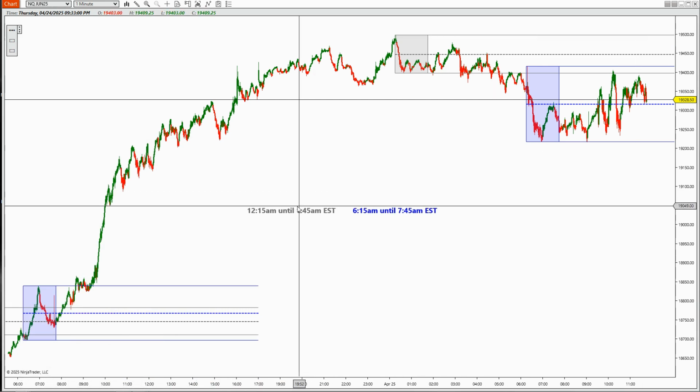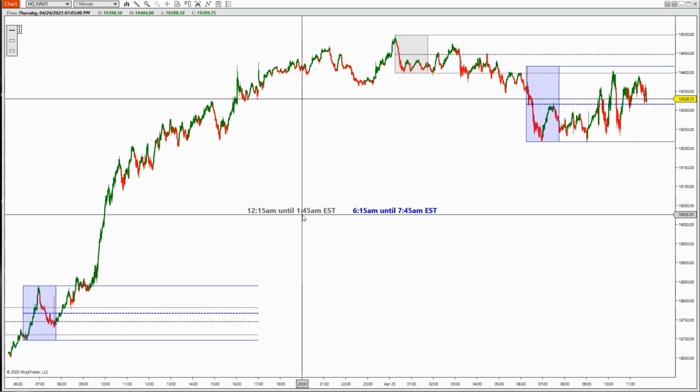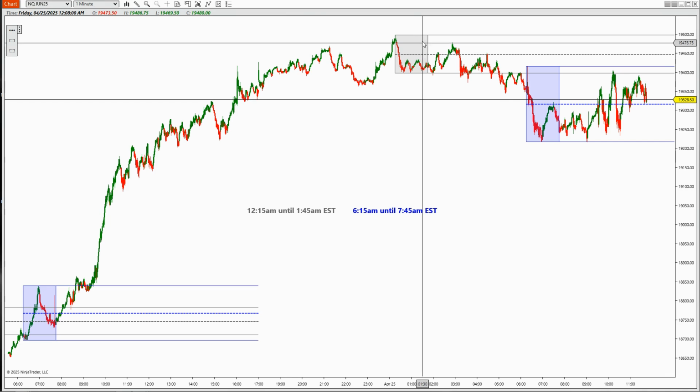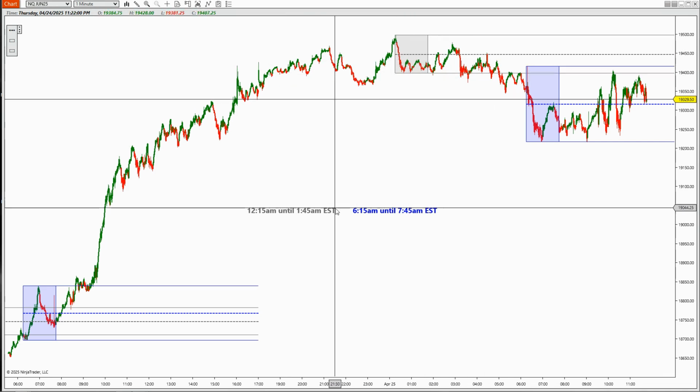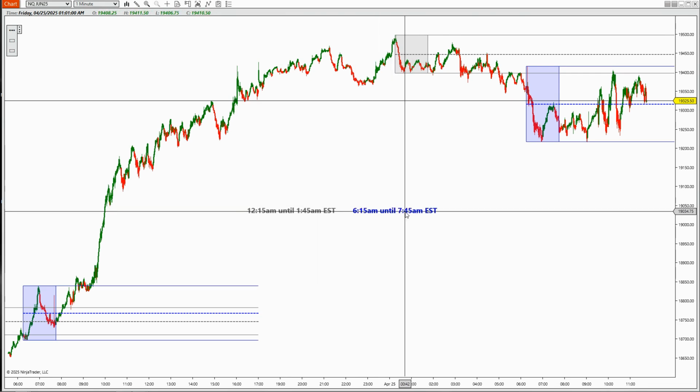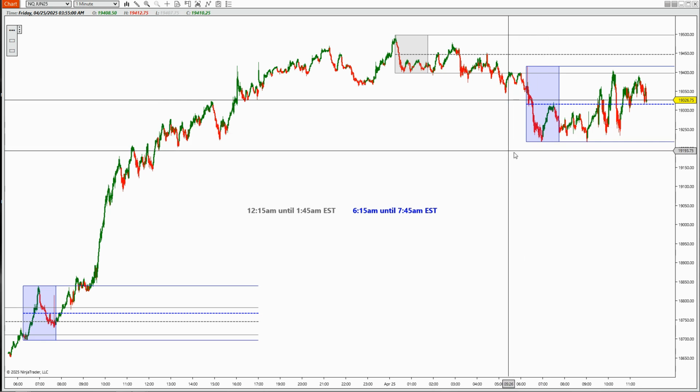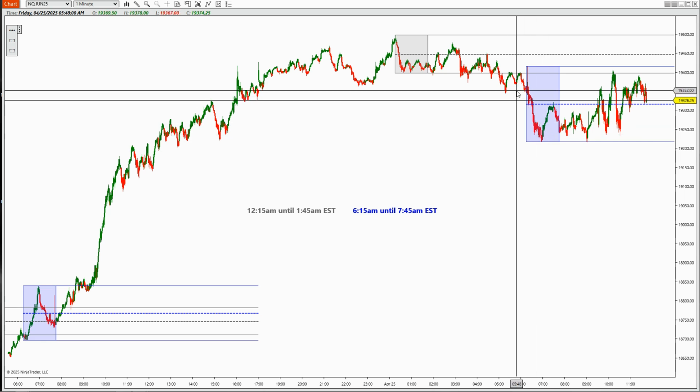Let me give you some free information. 12:15 a.m. to 1:45, that's the darker range here. That's the overnight, that's the gray area. And then of course here, the 6:15 to 7:45 a.m. And that's this blue range here. I'll scroll through the chart and allow you to see these times with the additional education.